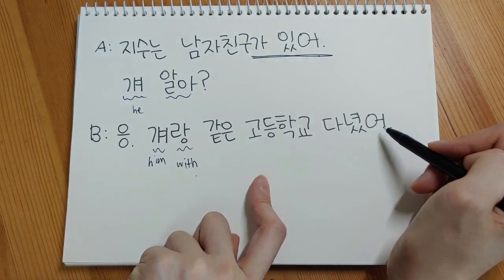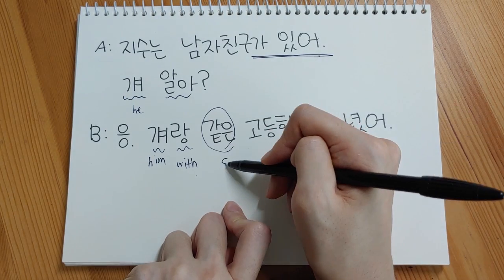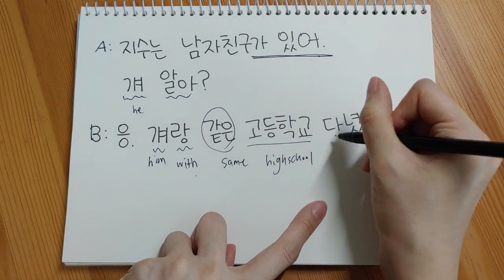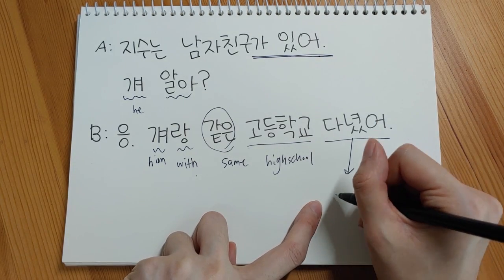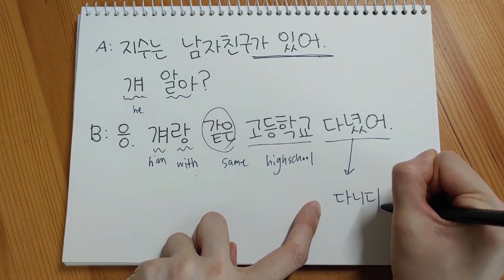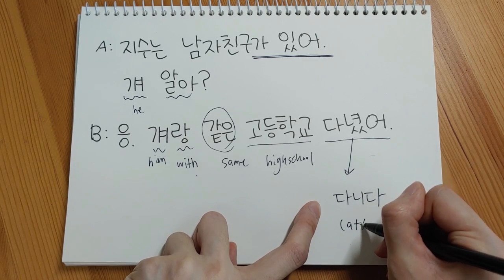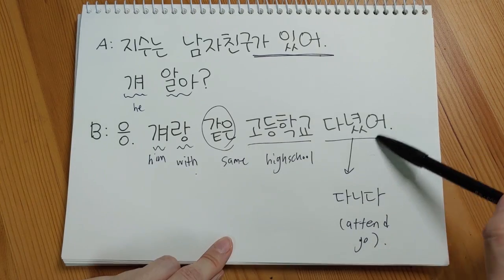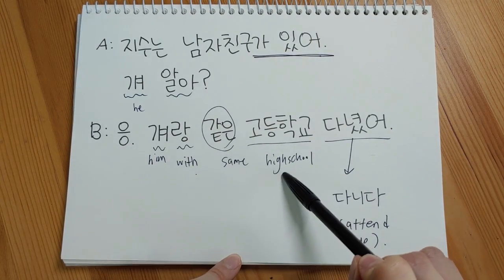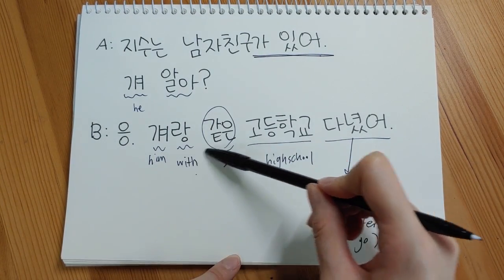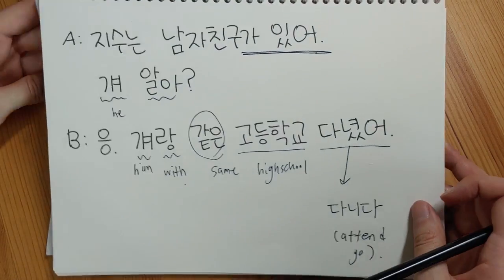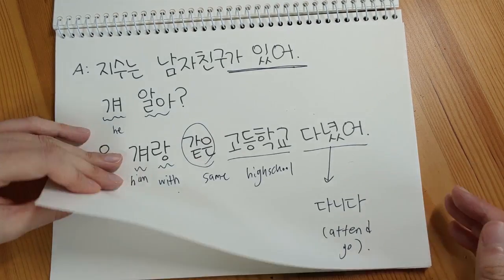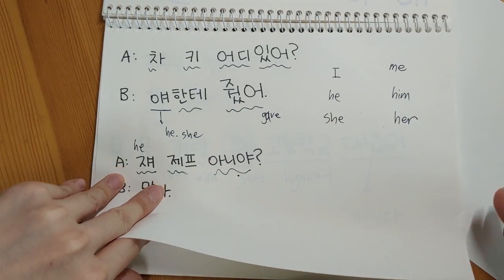같은 고등학교 다녔어. 같은 means same. 고등학교, high school. And 다녔어 is a verb, a past verb of 다니다, which means to attend school or go to school. So this means I went to the same high school with him. 걔랑 같은 고등학교 다녔어. Yeah, I went to the same high school with him. So that's how 얘, 쟤, and 걔 can be used as a pronoun in a sentence.